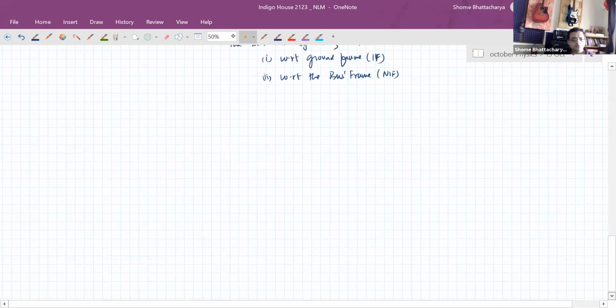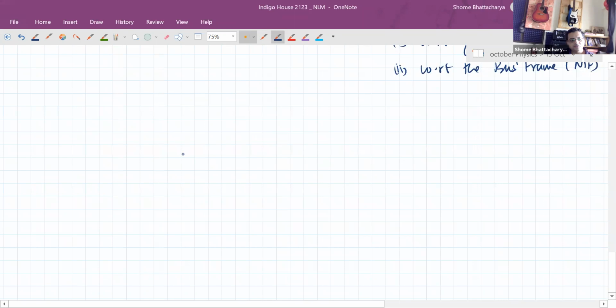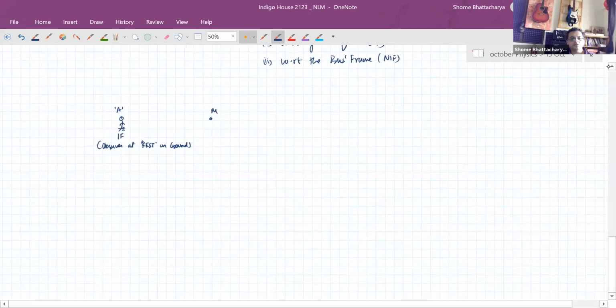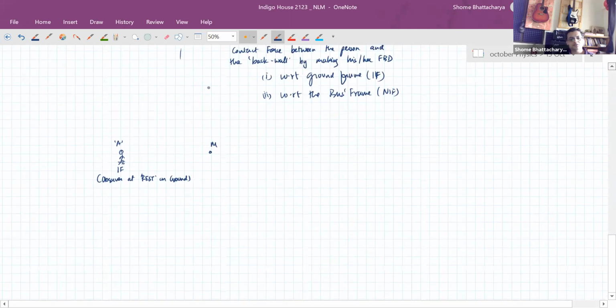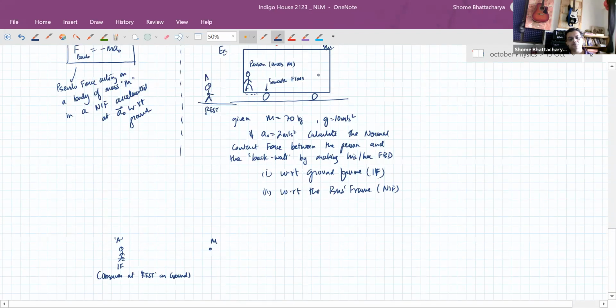So we do the first part: we make the FBD of that mass, but with respect to an inertial frame, that is, with respect to an observer at rest on the ground. Let's say this is observer A. In my diagram above, apart from this vehicle and the person inside, there's also another person who's at rest on the ground outside, observer A, and there's another person inside the bus, who's observer B.